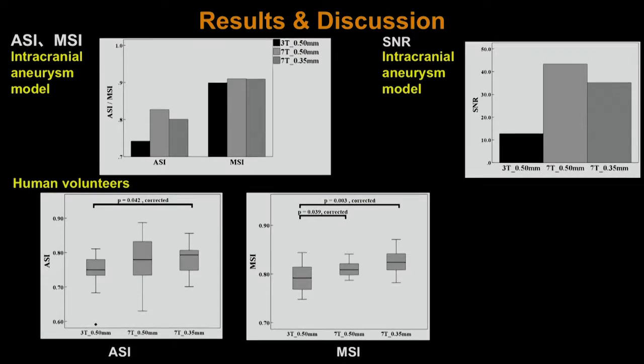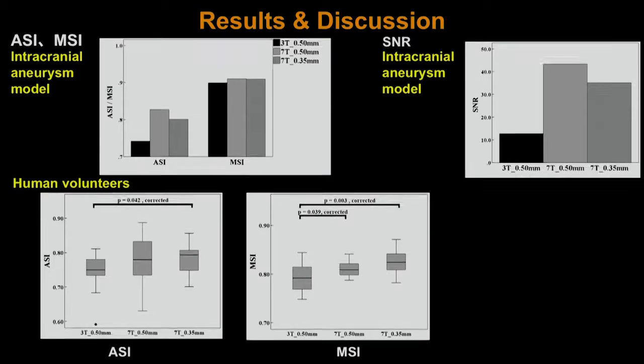This slide shows the ASI, MSI, and SNR of the intracranial aneurysm model. 7T 0.5 shows the highest value, followed by 7T 0.35, and last is the 3T 0.5.